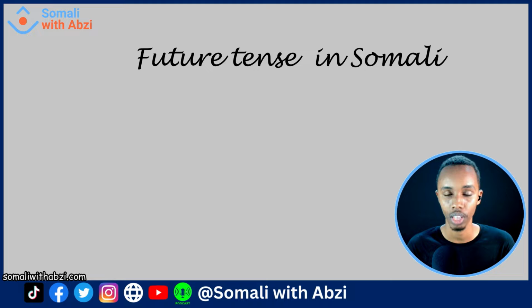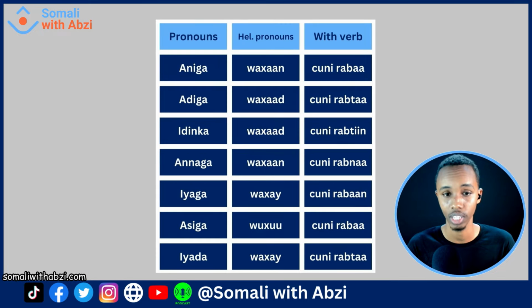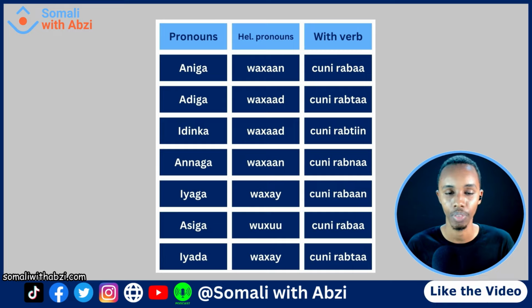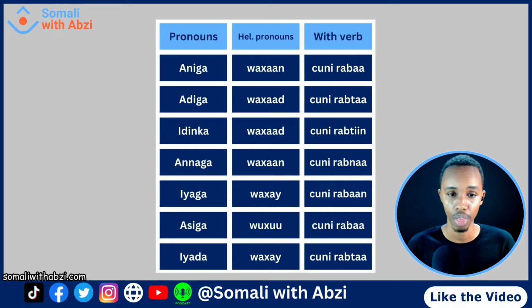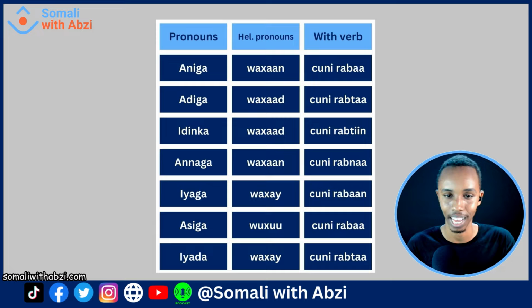Now, before we start the future tense in Somali language, we have to learn the helping pronouns and pronouns in Somali language. So let's start with the pronouns. The first one is aniga. Aniga means I. The second one is adiga. Adiga means you. The third pronoun in Somali is idinka. Idinka means you plural, many people in front of you. Sometimes you may hear adinka. It's just the same. The next one is annaga. Annaga means we in Somali.